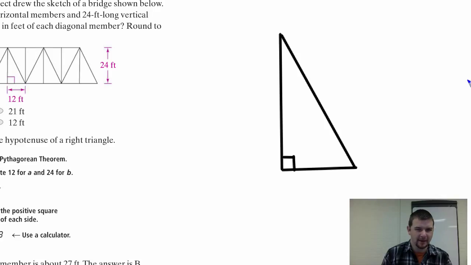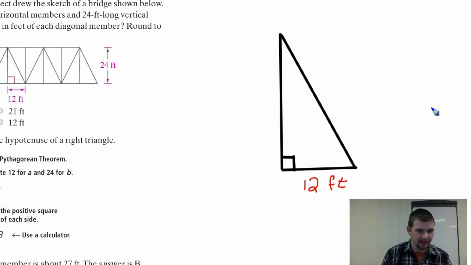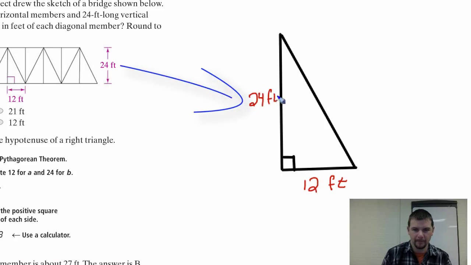Note we know the leg lengths. It's probably true that the 12-foot leg is easier to recognize. The 24-foot leg, note that represents the height of this structure. And when considering the right triangles, that represents this leg. Leaving us the hypotenuse, which I'll label C here, as our unknown value.